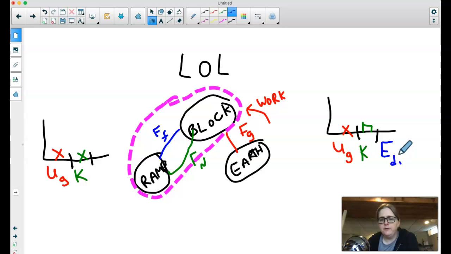And so when I do my conservation of energy equation, instead of UG equals kinetic energy plus E dis, I'm going to have the work done by the Earth equals the kinetic energy plus the E dis. So make sure you're paying attention to what your system is when you're dealing with energy.